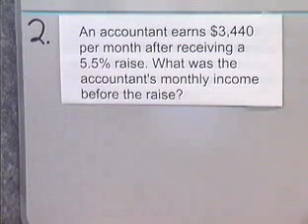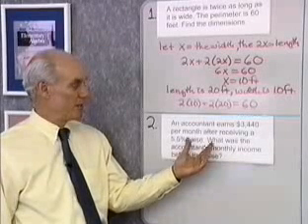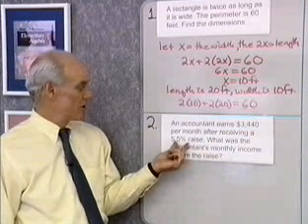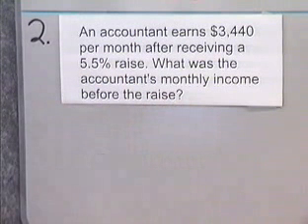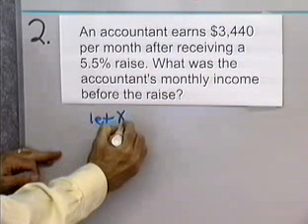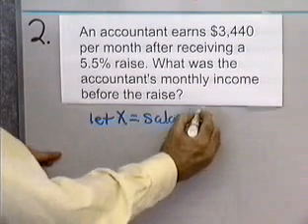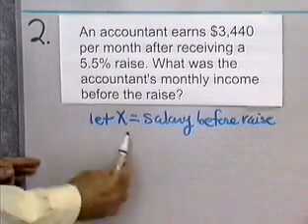An accountant earns $3,440 per month after receiving a 5.5% raise. What was the accountant's monthly income before the raise? So step one, I read back through the problem and kind of mentally list what I'm given and what I'm asked for. I'm given that his current monthly salary is $3,440. He just got a 5.5% raise, and what I'm asked for is the accountant's monthly income before the raise. So for step two, I'm going to let x equal the salary, and by that I mean monthly salary, before his raise. Okay, so x is the salary before the raise.